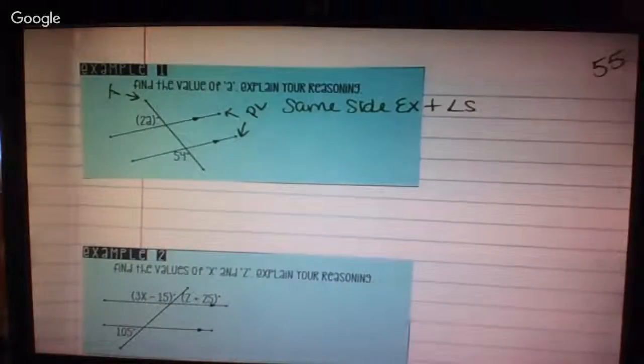What is the thing to the left on top? The arrow. Transversal, I put a T, that's your transversal. So, these are same side.